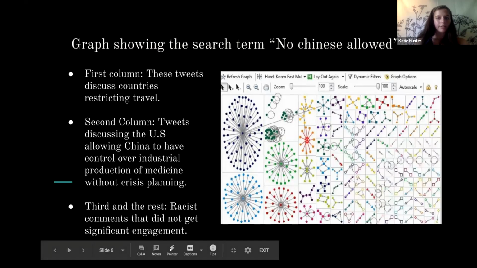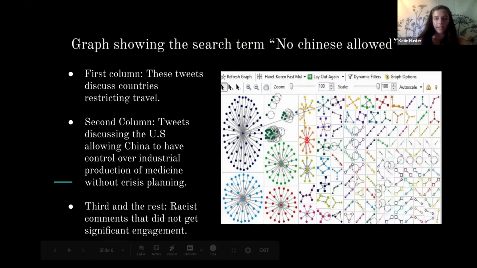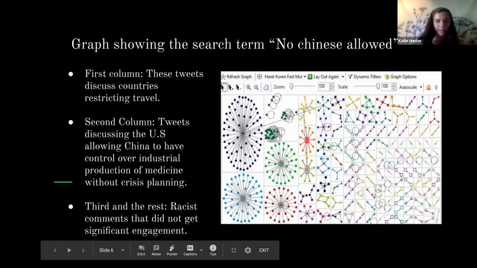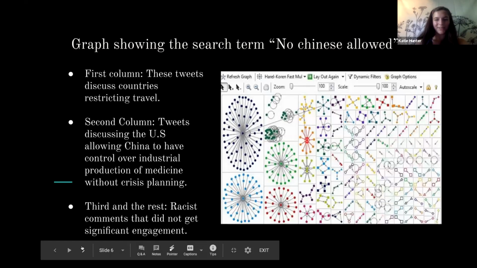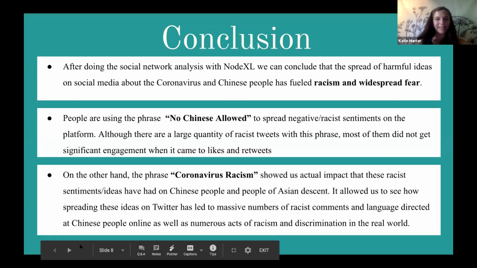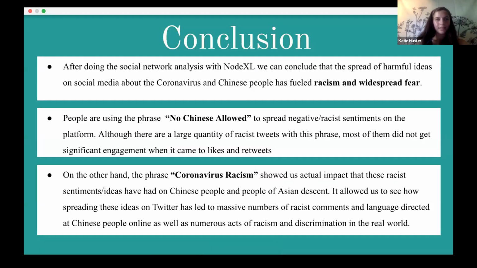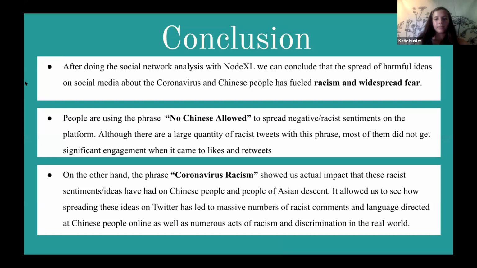The graphs just help show a visualization of what we're seeing, like when it comes to the main things being said. So yeah, we have them for both the search terms. If you want to know more about it, you can definitely come to our breakout room, because I don't want to try to explain this all here. But yeah, we just used NodeXL to help us understand what was being said, who was saying it, the main things that have become popular, and how these things are spreading racist, harmful ideas, and that impact in real life.